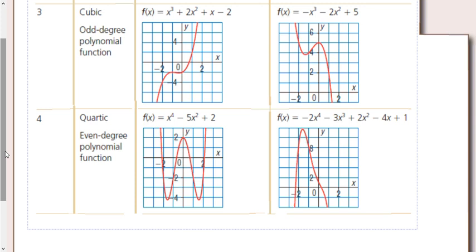The sign on the leading coefficient. So the leading term was the term with the largest exponent. The leading coefficient is just the number in front of that term. And so here, that has a coefficient of +1, which means my right end behavior goes up. Here I have a coefficient of -2. The negative means my right end goes down.